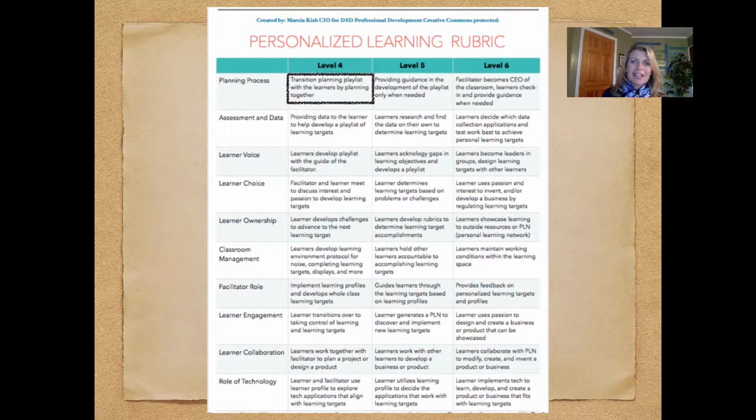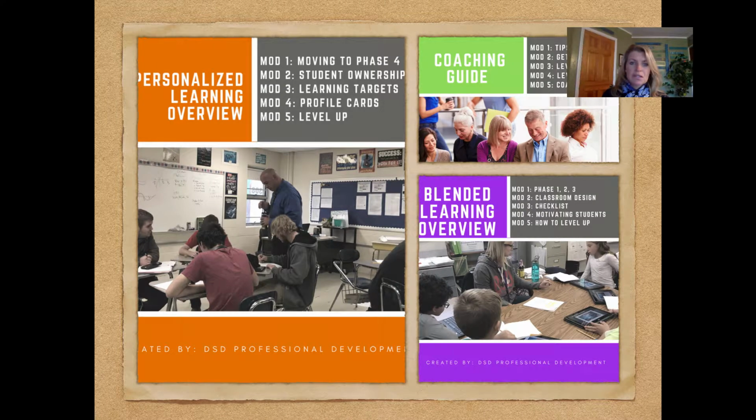So level 4, you're transitioning the playlist or the checklist over to the students. For example, when I'm doing the workshop, I will have all the different modules that anybody can use. You could pick which one you want to do. Do you want to focus on personalized learning, coaching guide, or blended learning overview? So the students have the ability to go and pick which one they want to work on.